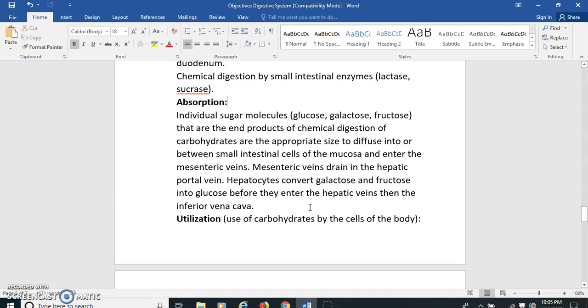And then remember those sinusoids will eventually drain into the central veins of those hepatic lobules. And then the central vein will take that blood to the hepatic veins and then to the inferior vena cava. So now we've got the sugar in our bloodstream via absorption.